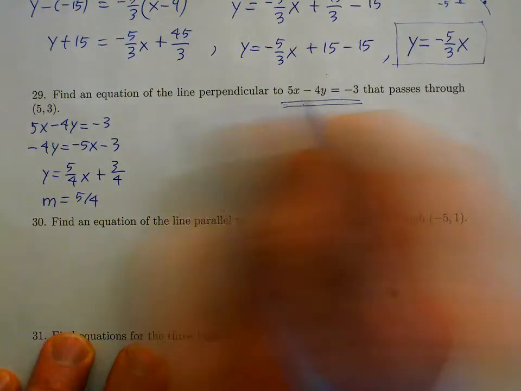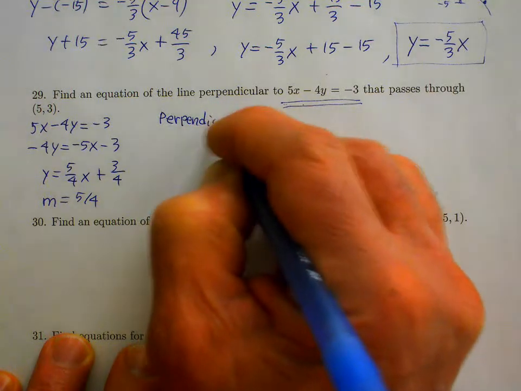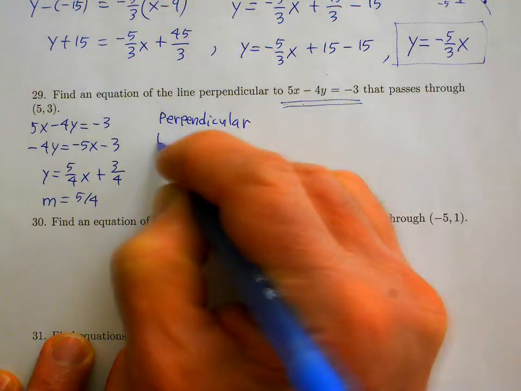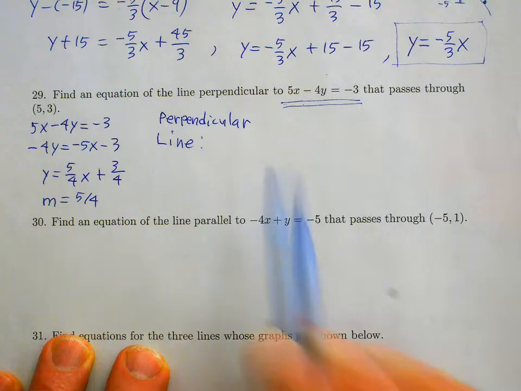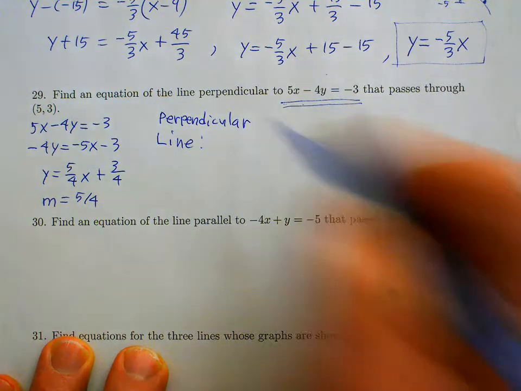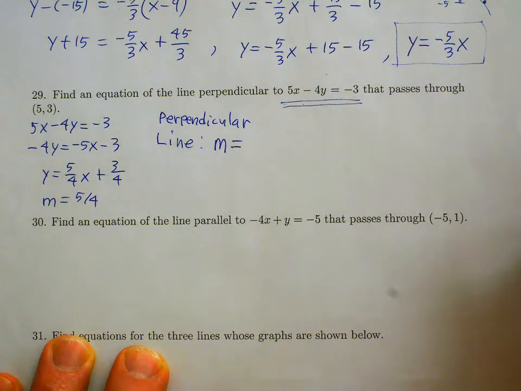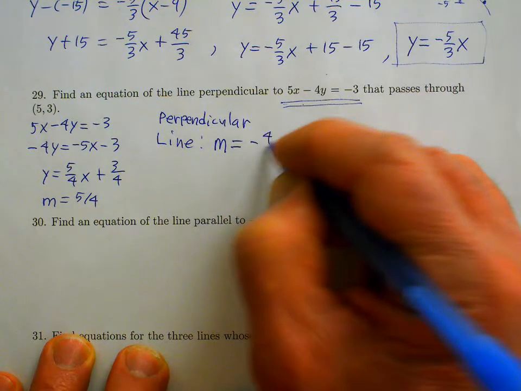So for the perpendicular line, what's the slope? Yeah, the perpendicular line will have a slope that's the negative reciprocal of 5/4. So the slope of the new line that's perpendicular is negative 4/5.